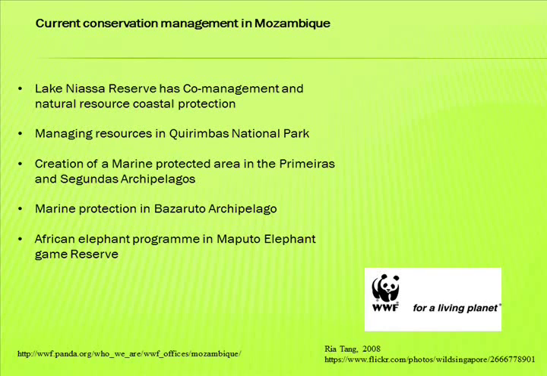Our first stop is the Lake Nyasa Reserve. This reserve focuses on generating income for local communities and getting rid of human-wildlife conflict and reducing bushfires. Our second stop is the Qarbon National Park. This park focuses on generating income through tourism.